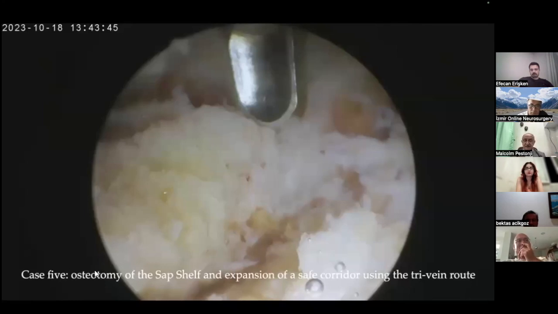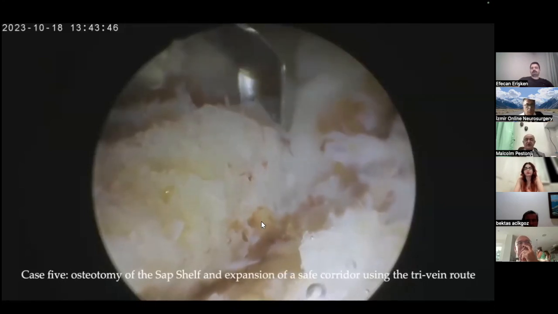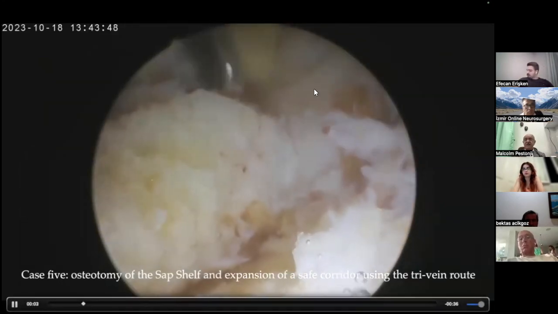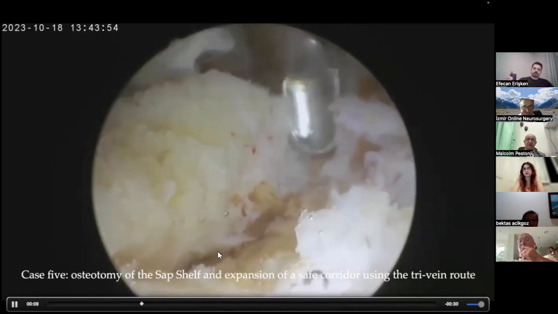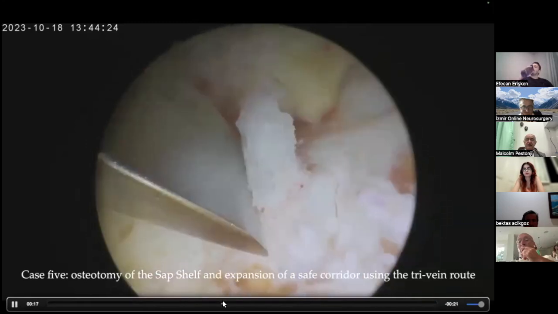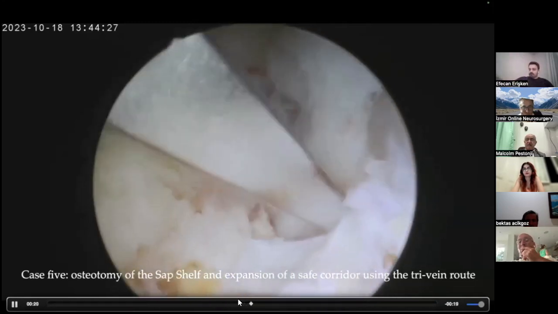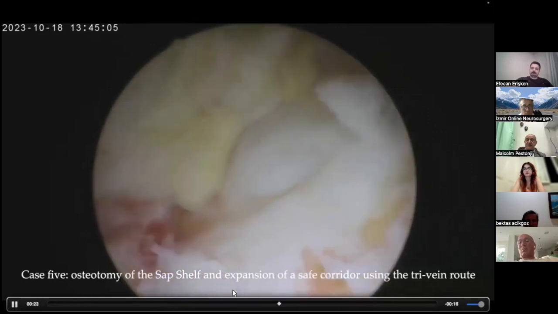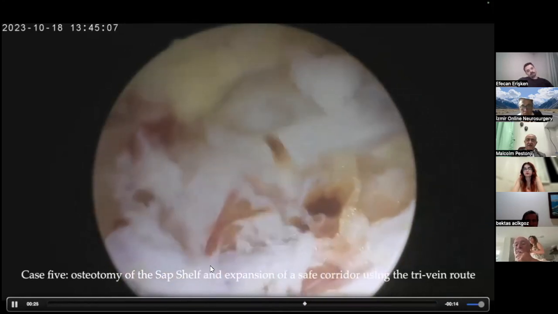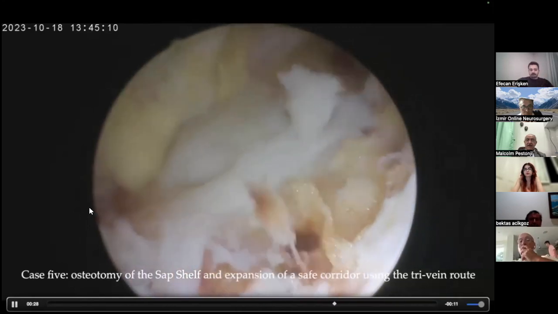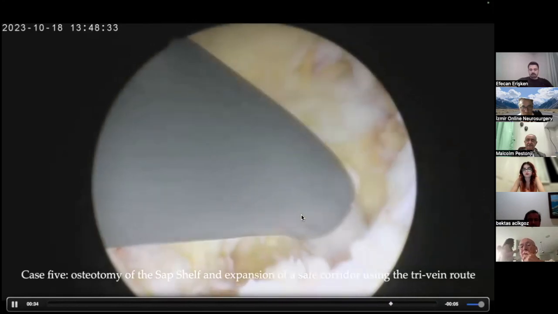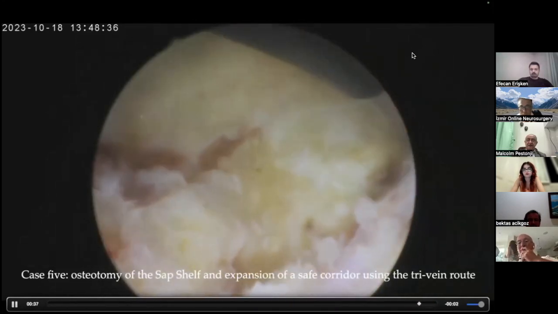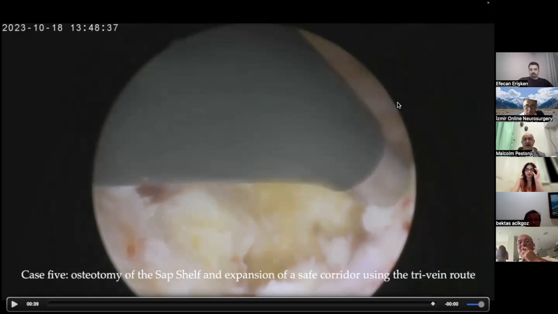Anyway, coming to case 5, there is osteotomy of this SAP shelf and expansion of a safe corridor, again using the tri-vein route. See now, you can see the 3 veins below over here, and you can see how I'm going to cut away this vertical SAP shelf. You can see the 3 veins, and I'm within the veins. The moment I cut this piece and take it away, you will start seeing these veins filling up with blood. Why? Because the entrapment of the root is being released. You can see that shelf over there. Then you can see how I've cut away these 3 veins, freed it, and then started with my implantation and cage work.